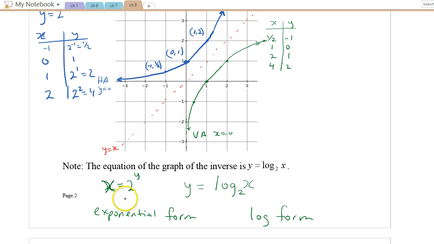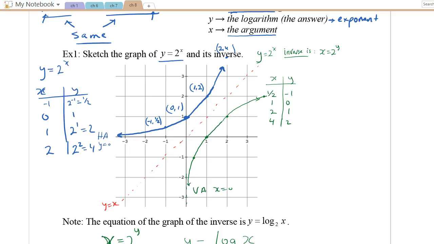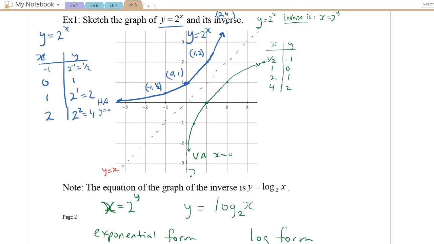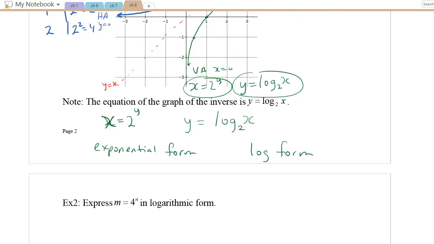So when I graph this, I would write in blue, here this is y is equal to 2 to the power of x. And in green, if I was to label this, I can either label it as x is equal to 2 to the power of y, but typically we don't write x equals when we're saying what that graph is. Better would be to write it in log form of y is equal to log base 2 of x. Right? So these are identical equations.